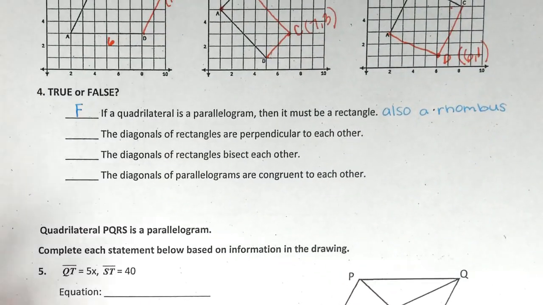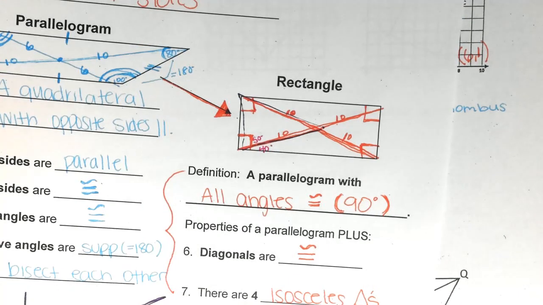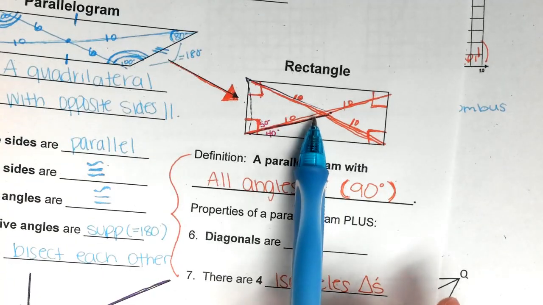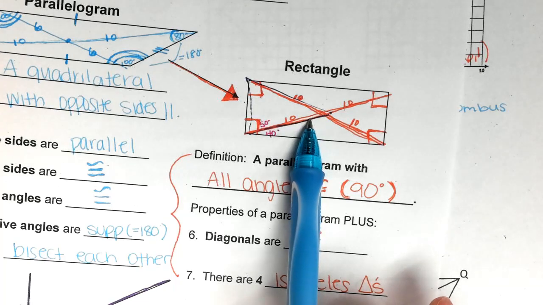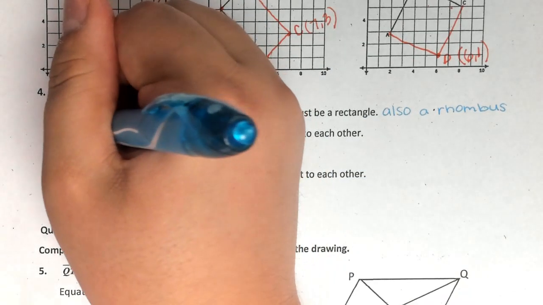The diagonals of rectangles are perpendicular to each other. When rectangles cross, does it create a 90-degree angle in the middle? Is there a 90-degree angle there? No. That is false.